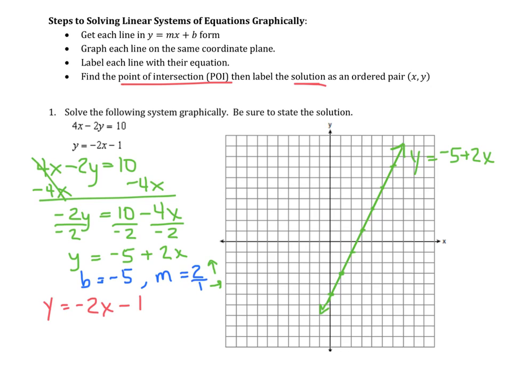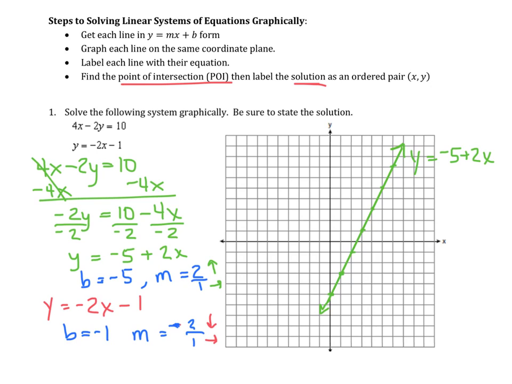Now, this one very nicely has already been solved in y equals form. So we're going to go ahead and just name our y-intercept and our slope. Our y-intercept here, remember, is the constant, the number that's standing by itself, which in this case is going to be negative 1. And our slope here is the number attached to the x, in front of the x. And so our slope here is negative 2 over 1.